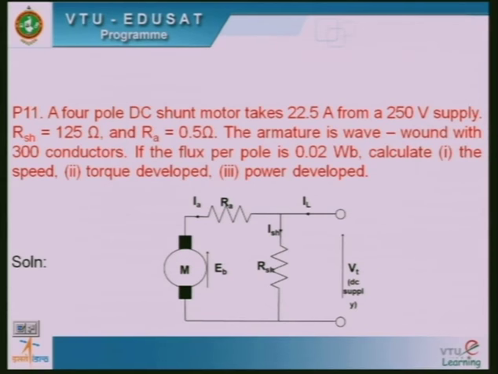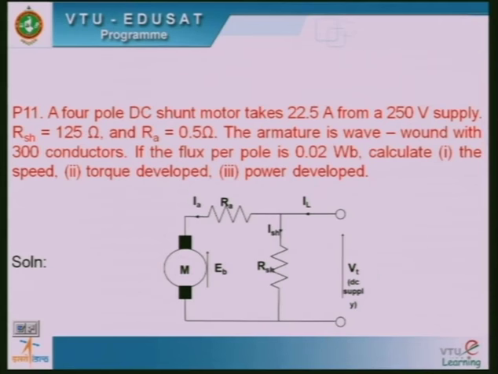Here in this problem, they have mentioned it is a 4-pole DC machine, P is equal to 4, and it is also a DC shunt motor. The DC shunt motor takes 22.5 ampere, the supply voltage V is 250 volt, RSH given is 125 ohm, and RA is equal to 0.5 ohm, as mentioned in the problem.